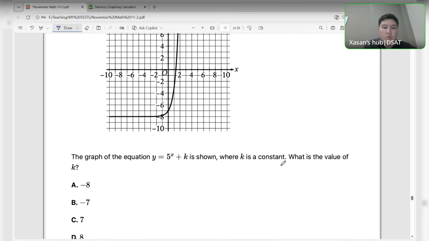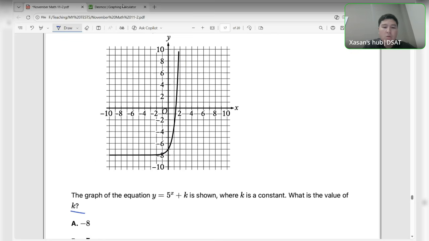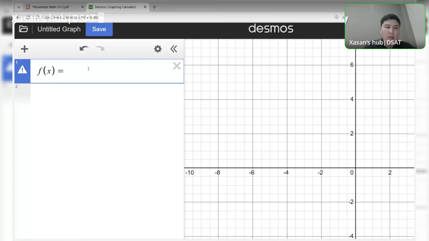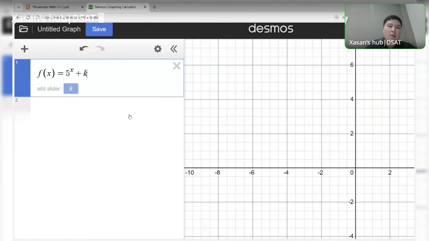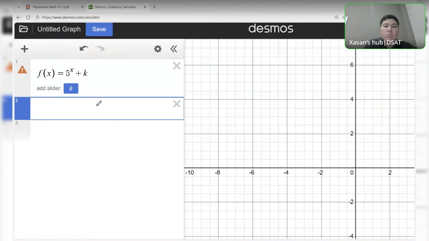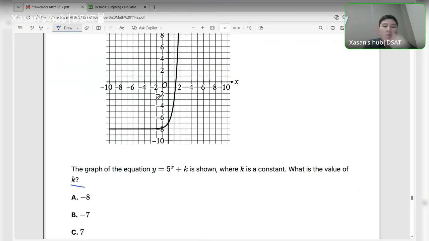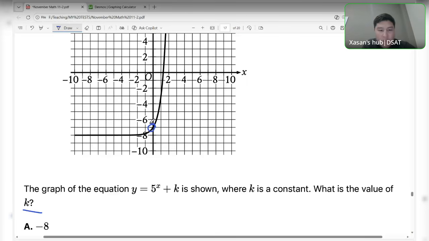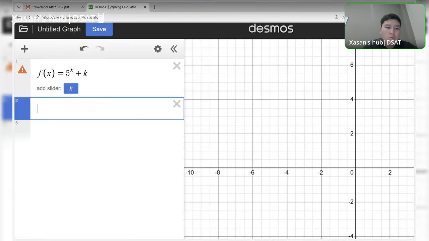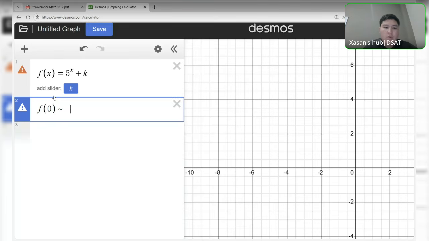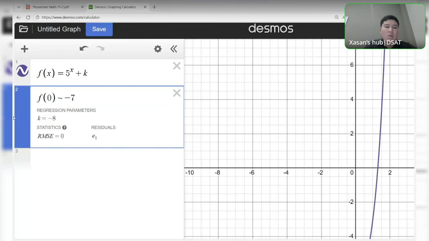Question 12. Given this, what is the value of k? Okay guys, we can solve by Desmos. Write the function. I'm going to write it as f of x, f of x now equals 5 to the power x plus k. And to find the value of k, just choose any point that is lying on the graph. For example, you can choose the y-intercept, which is now f of 0 equals -7. So I'm going to write f of 0 equals -7 and k is -8. That's all, -8, and that's also Desmosable.